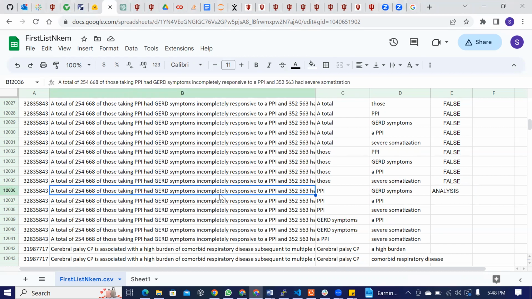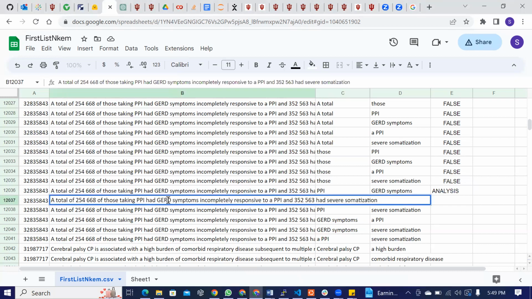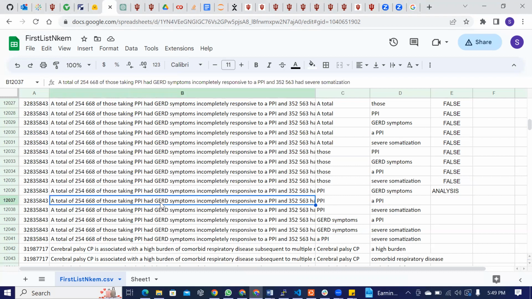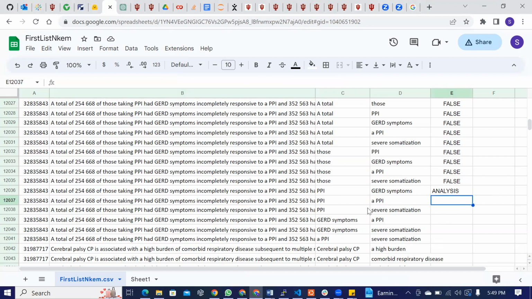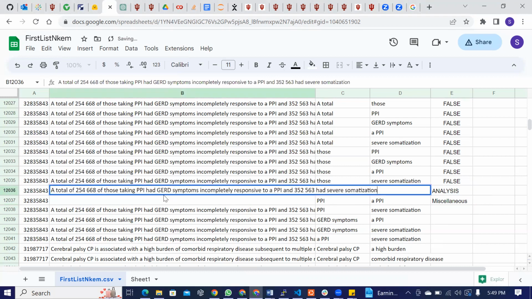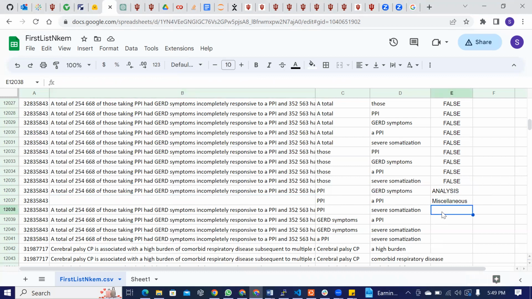So let's first get the overall view of the sentence, know what that sentence is trying to communicate, and then you can start splitting the sentence into different relationships. So now PPI is incompletely responsive to a PPI. So that's a kind of treatment plan. So you want to put PPI and the PPI. For this one, since it's not clear, just put miscellaneous. Then this first PPI and severe somatization, has severe somatization. Now we just call it miscellaneous.